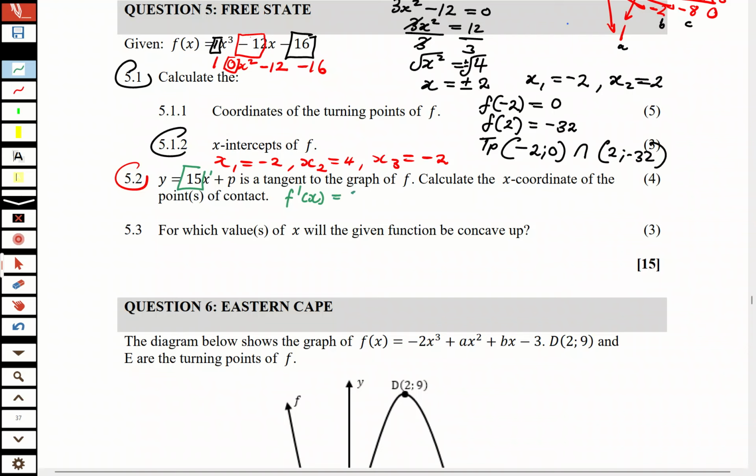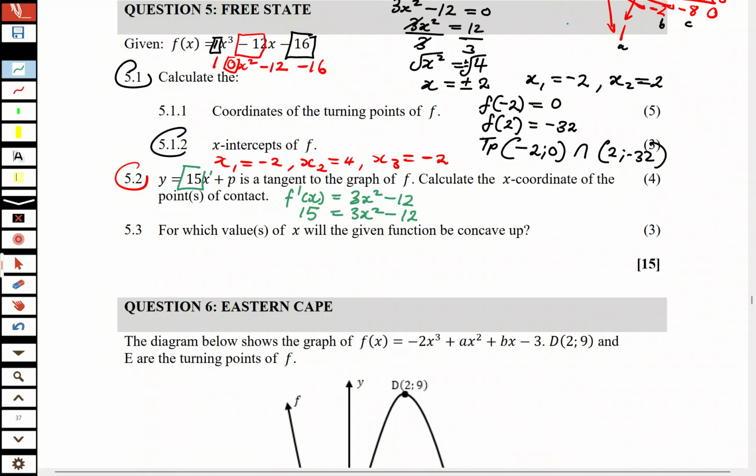So this is 3x squared minus 12. And then this is the gradient. The gradient is also 15 there. And this is also the gradient. So we want to find the coordinate at that point. You see, in this case, guys, you're not given the x coordinate at that point. You are given the gradient. So you have to take the first derivative, equate the gradient, and you're going to find the point of contact.